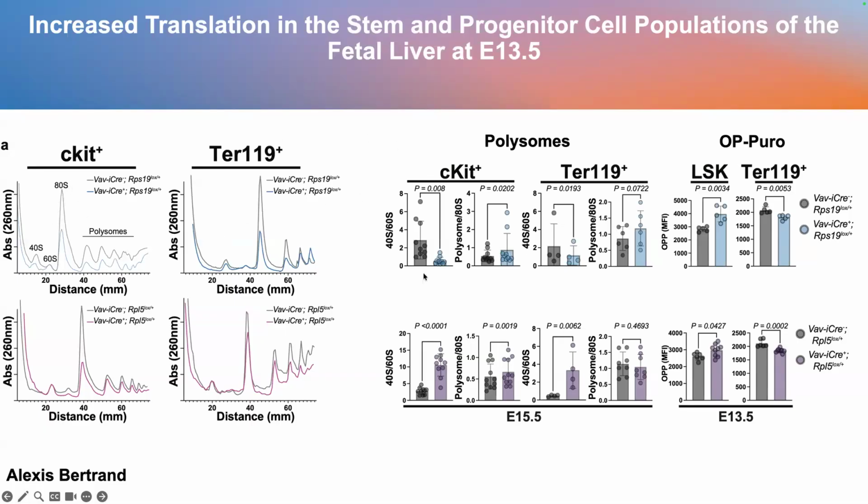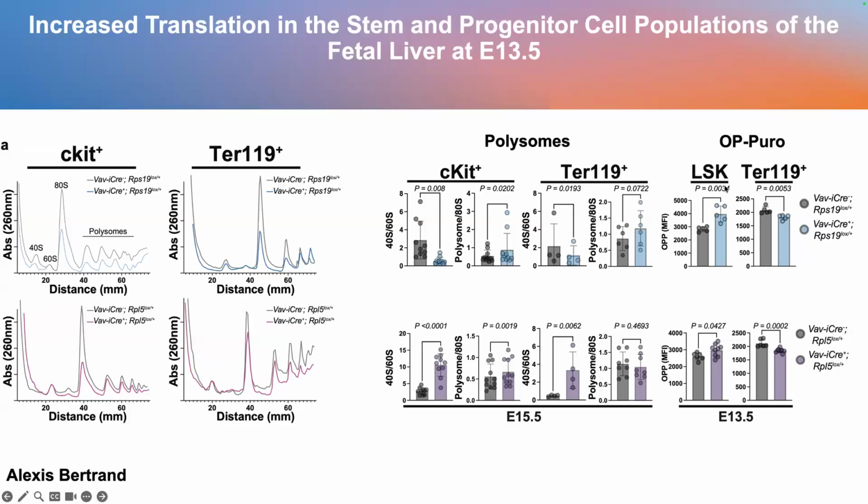Long story short, what we observed is that in the c-KIT, we had the defect, okay, of RPS19 in blue, L5 in purple. You'll have this all along. We observed that in the c-KIT and in the TEL119, we had the defects that we were expecting, meaning that in RPL5, the defect was really maintained all along. But in the OP-Puro, we had surprisingly an increase here in the LSK population.